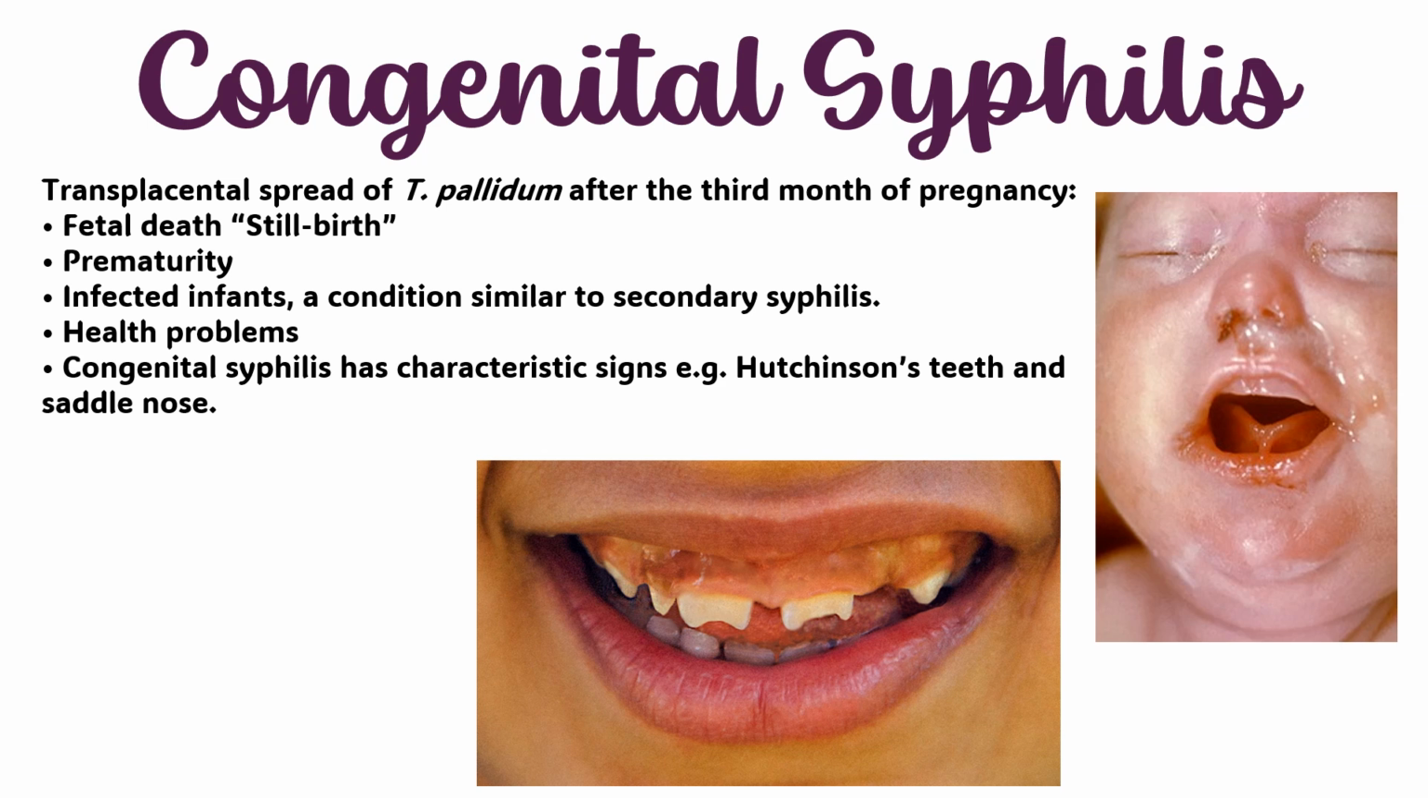Transplacental spread of Treponema pallidum after the 3rd month of pregnancy may result in fetal death or prematurity, or infected infants who survive but develop a condition similar to secondary syphilis. It also causes enlargement of the liver, spleen, lymph nodes, and brain damage, and also bone lesions can occur. Congenital syphilis leaves residual characteristic signs like the Hutchinson's teeth and saddle nose.